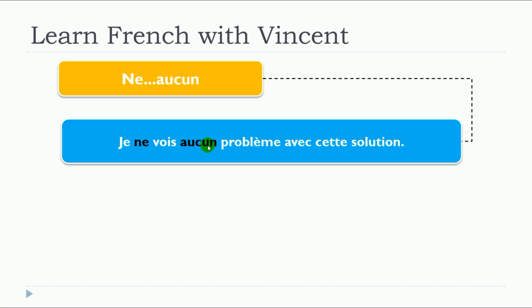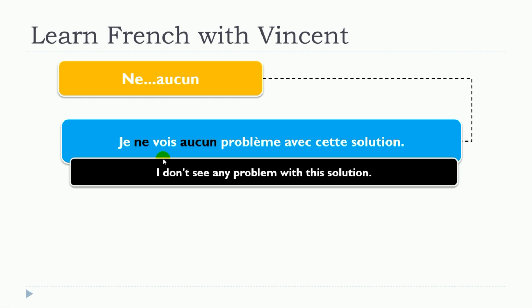Je ne vois aucun problème avec cette solution. So as you can see here, we put aucun here because problème is a masculine noun. So we connect it to the masculine and it must be the masculine form, aucun.